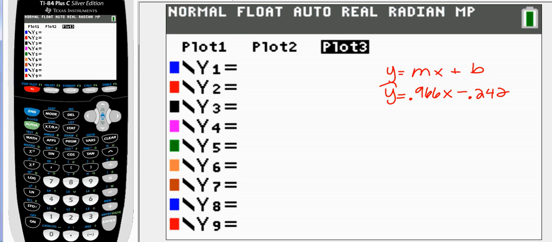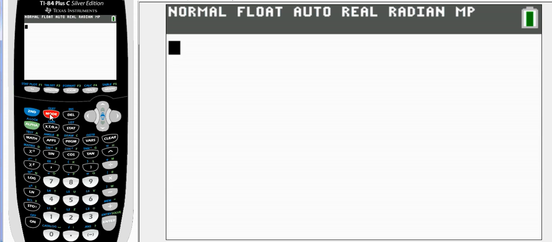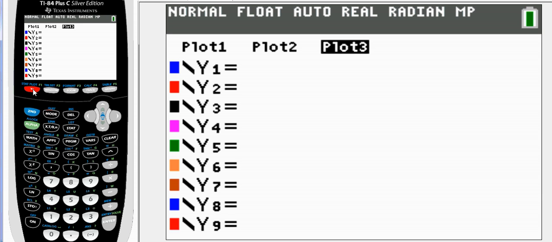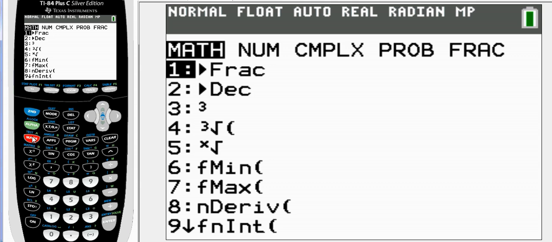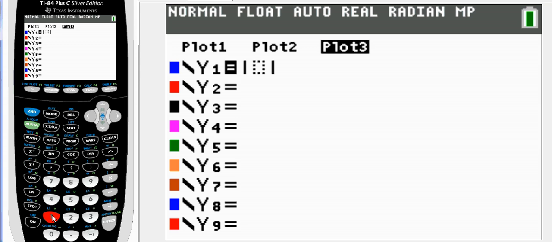And so we're going to do that on our calculator. You're probably on your main screen right now, so I want you to go ahead and press the y equals in the upper left-hand corner. And we want to tell our calculator to graph the absolute value of x. You get the absolute value symbol by pressing the math key, which is right below alpha, and then over to number, and then number 1 is the absolute value symbol. You'll notice that that pops out.